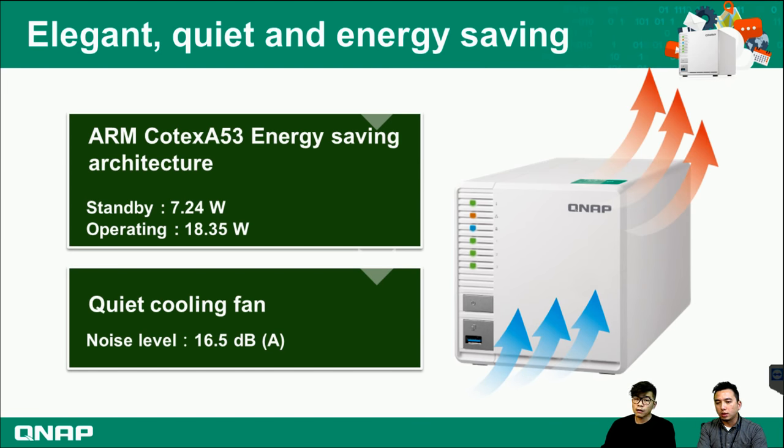The TS-328 supports 10-bit HEVC and H.264 transcoding, which means you can transcode popular formats like MP4, AVI, MOV, or FLV to the common full HD, and you can change to 30 frames per second. This type is easy and good to use on your cell phone, your laptop, or your notebook. Okay, so please go to the next slide.